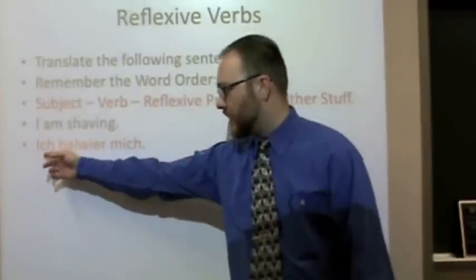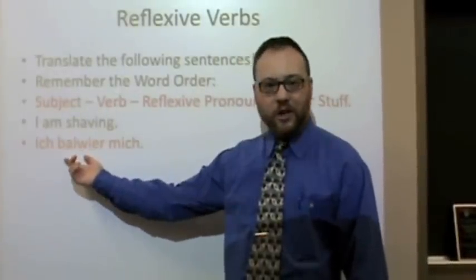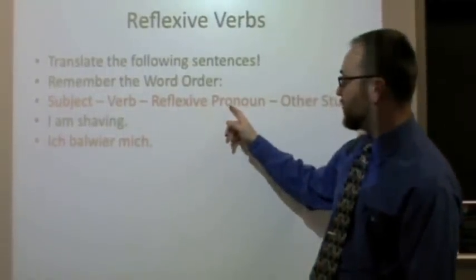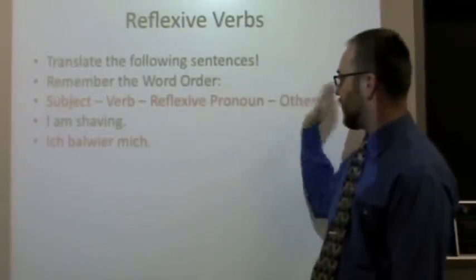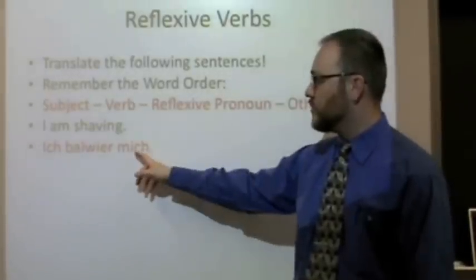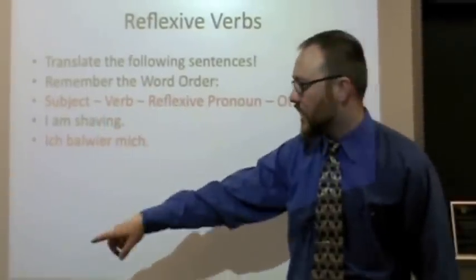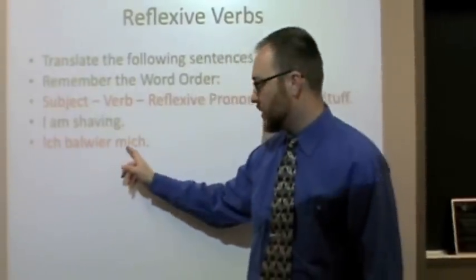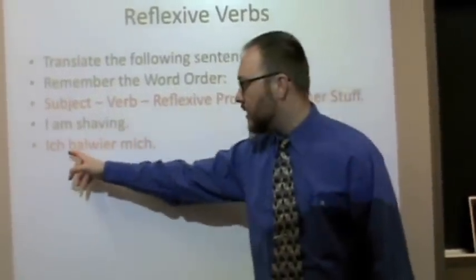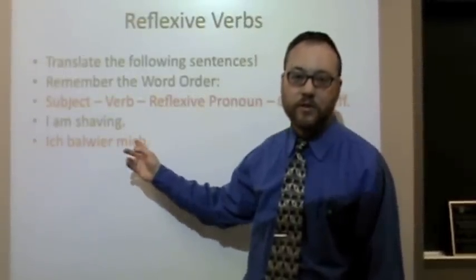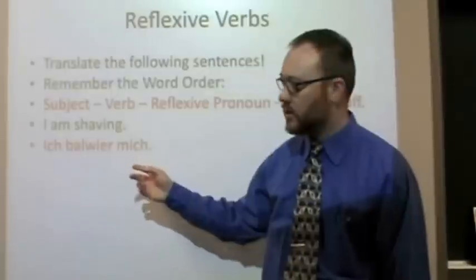So, we use our subject, ich. We conjugate our verb, and then we got to figure out what's next, which in this case is the reflexive pronoun. In this sentence, there is no other stuff, so get rid of that. Now, how did I know to use mich? Because I looked back at my chart of reflexive pronouns, and the reflexive pronoun for ich is mich. Ich balviere mich. I am shaving literally myself. Okay, we don't say that in English, but that's what you'd say in Dutch. Alright?